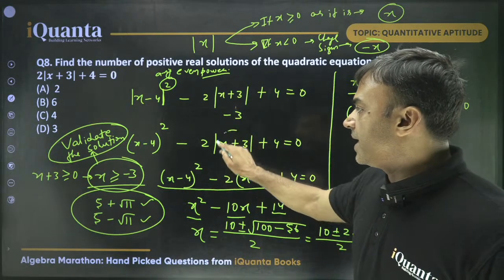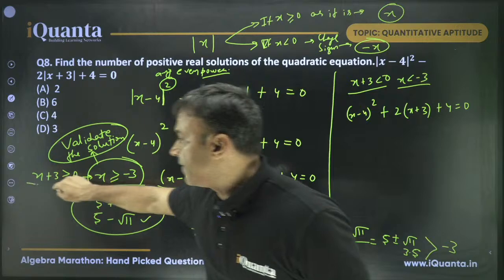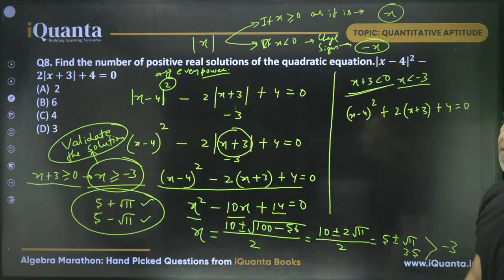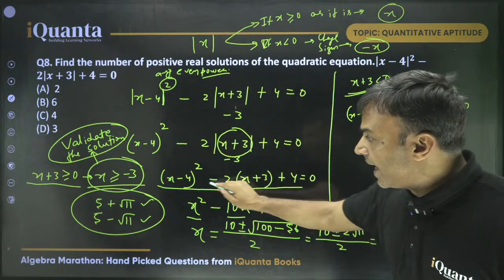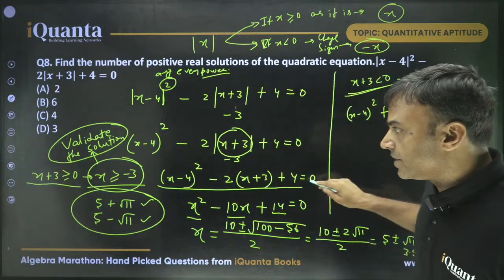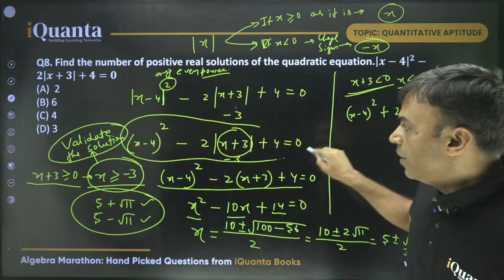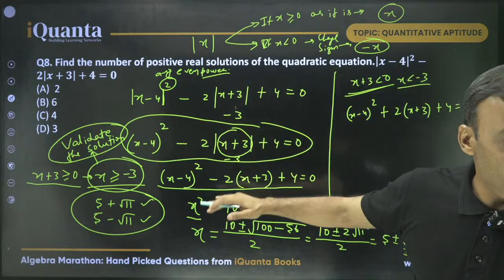Here the quantity inside is x plus 3, so I have taken 2 cases. If x plus 3 is greater than 0, if x plus 3 is less than 0. If x plus 3 is greater than 0, then I remove the modulus and take it as it is, no change, just as it is. The equation that was there, I took the same as it is. Okay.